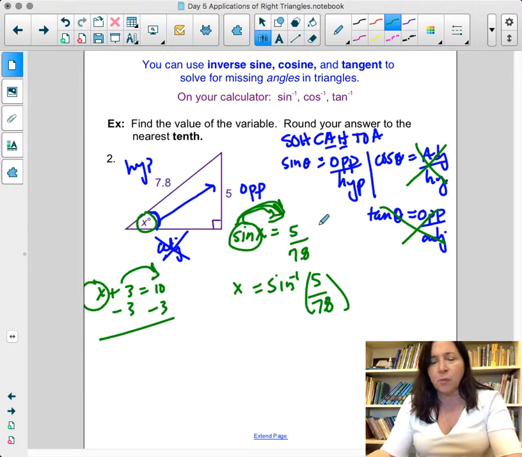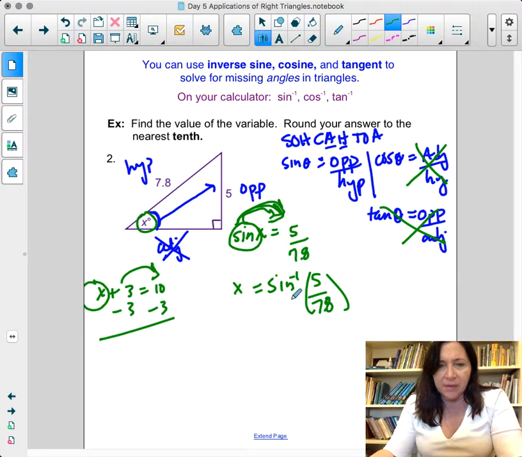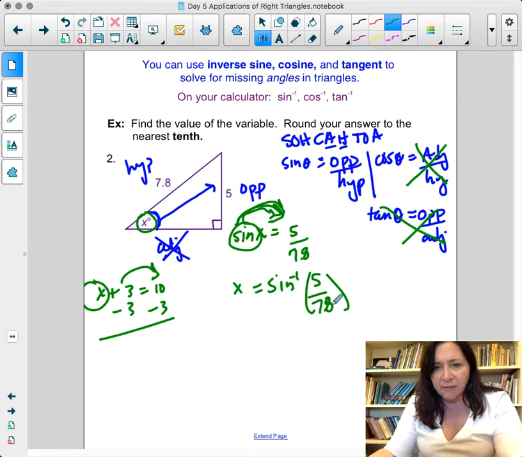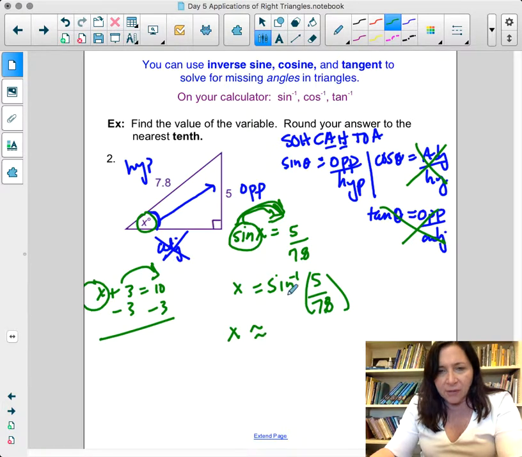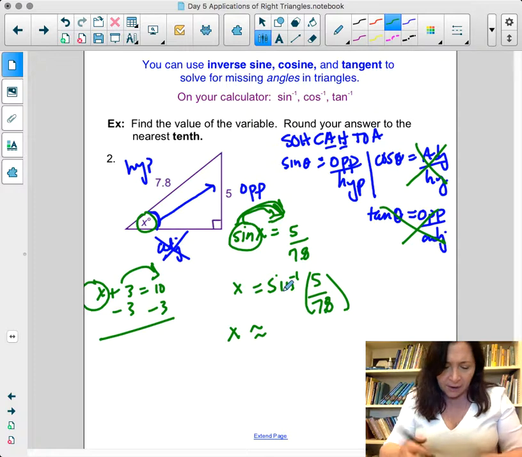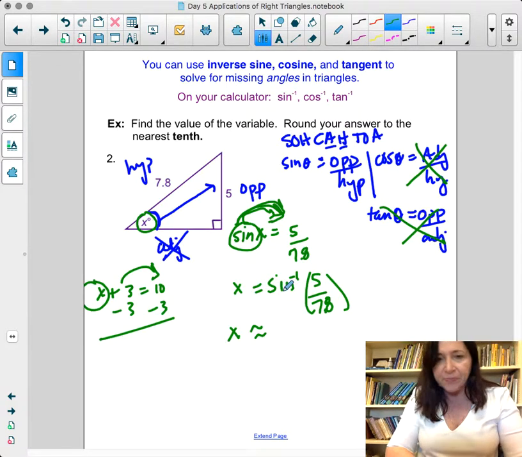So some people will say the inverse of sine, but the correct way to say that is arcsine of 5 over 7.8. And so you will need a calculator for this, because on your calculator, now I have this one right here. And so you're going to make sure that you're in degree mode for this value. And so I'm going to go arcsine.